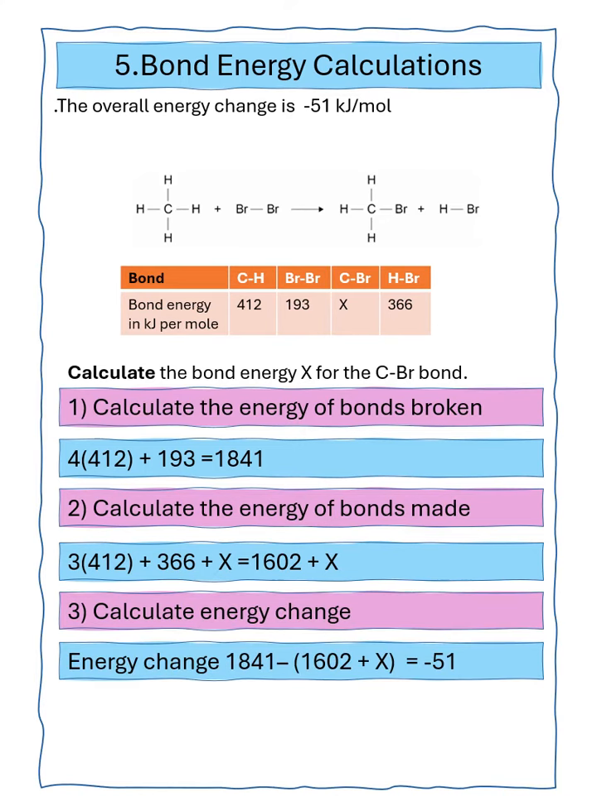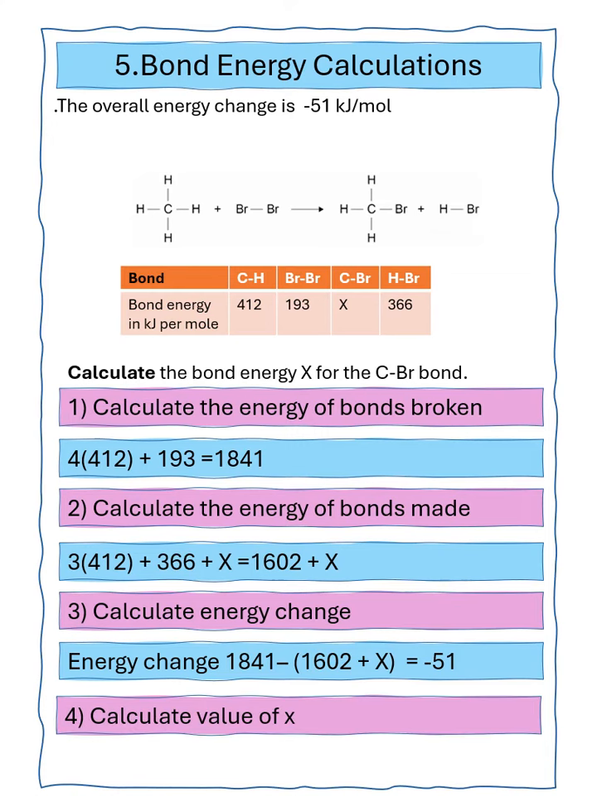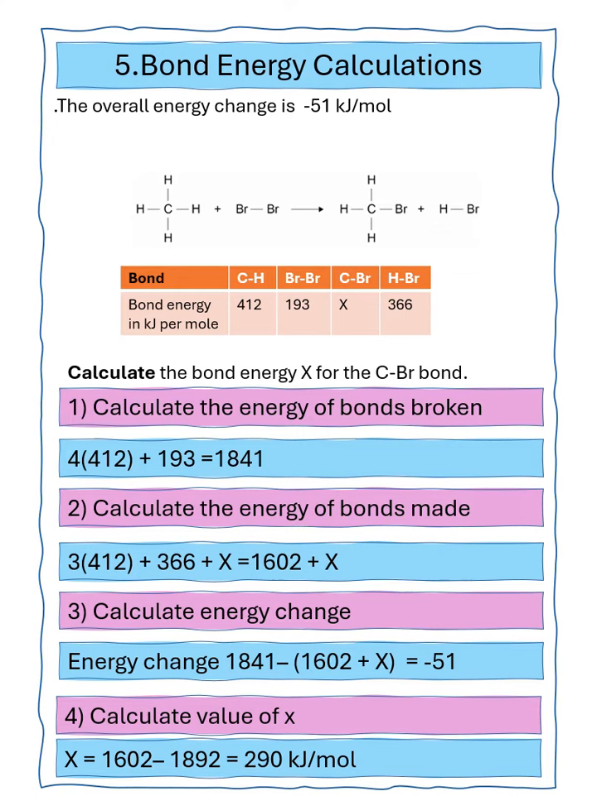We can then calculate the energy change. That's the energy taken in to break bonds, 1,841, minus the energy given out when new bonds are made, 1,602 plus X. We know overall the reaction is minus 51 kilojoules per mole. We can rearrange that to calculate the value X. So we know X is 1,892 minus 1,602, which gives X a value of 290. So the value of the bond carbon to bromine is 290 kilojoules per mole.